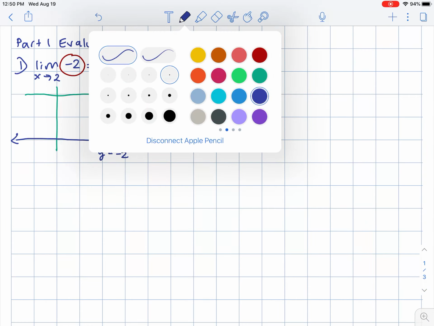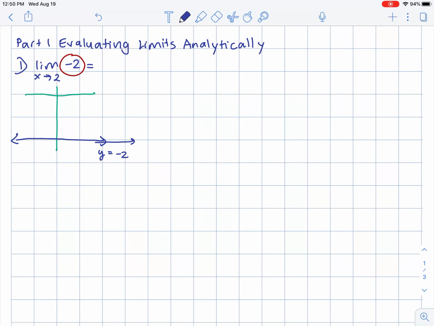Let's go ahead and extend the graph a little bit further out. Okay, so here's our graph y equals -2. This question is asking what value we are approaching as x approaches the value of 2. So x equals 2 is right here. As we approach from the left and as we approach from the right, it appears that we are approaching a y value of -2.